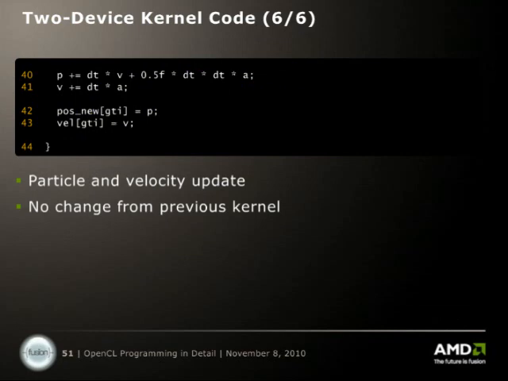And then this finishes off our kernel. There's essentially no change at all in terms of the updating of the particle position and velocity once we've calculated the total acceleration. It's exactly the same as before.